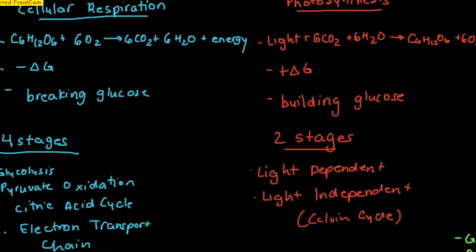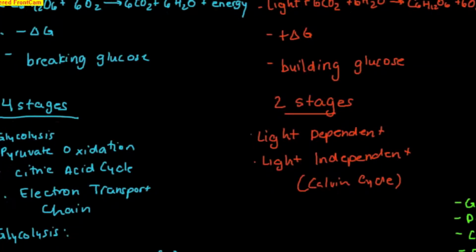To go into more detail, cellular respiration is actually in 4 stages: glycolysis, pyruvate oxidation, citric acid cycle, and the electron transport chain. Photosynthesis, on the other hand, is in 2 stages: light dependent, light independent. So there we have a difference right there: 4 stages, 2 stages.